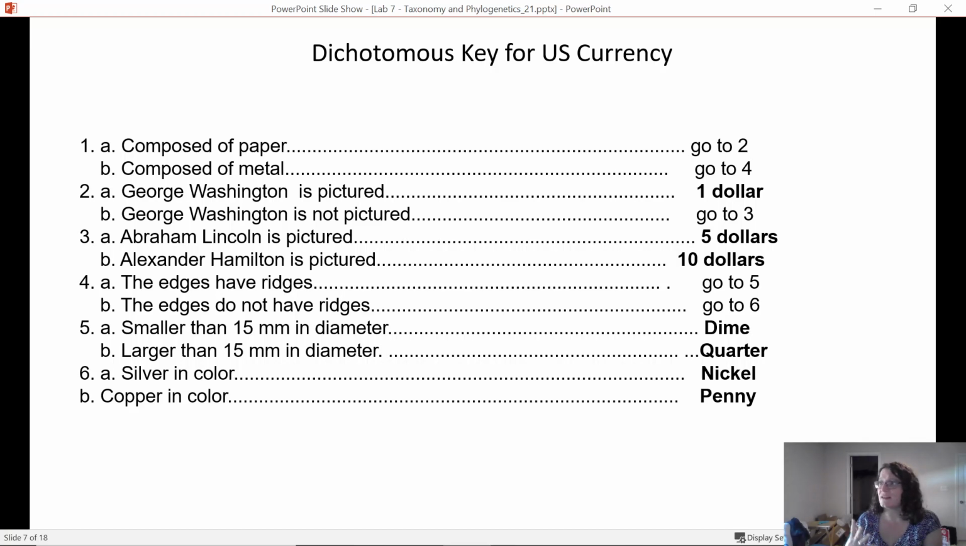Another way to do it is not the spider key, but this is a key here. You start out as composed of paper and metal. Okay, so paper, you get a 2, and then metal, you get a 4. So for the 4, the edges have ridges or don't have ridges. If they have ridges, you get a 5. It's just a written out way of doing it. I'm going to have you focus on spider keys because I do think they're easier to use than following these, but you can follow them the same way you follow a spider key. This is more choose your own adventure style instead of branching tree style.